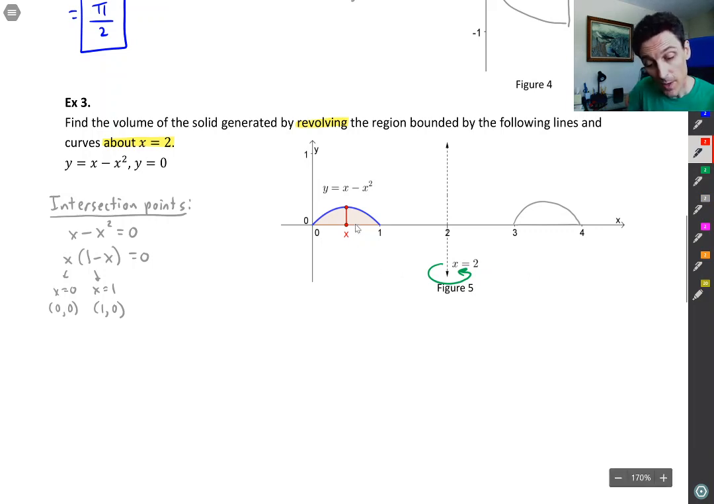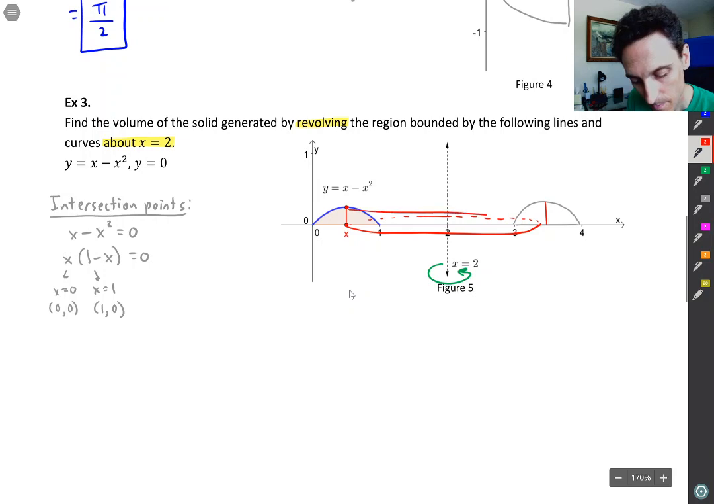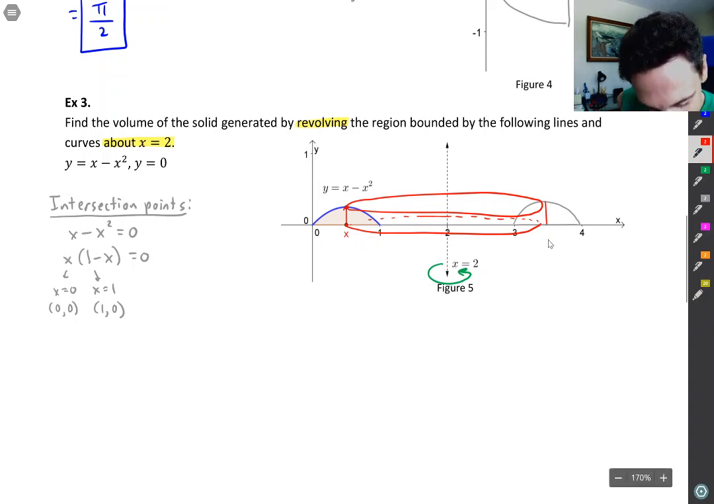And if we're going to use our shell method, we're going to make our rectangles parallel to the axis of rotation. Shell method is going to be parallel rectangles to the axis of rotation. That's the only way to make it so that you have shells. There we go. Not the prettiest shell, but it'll do. Here, let me fix this here. There. It's like 0.01 better. All right. So there's our sample shell.